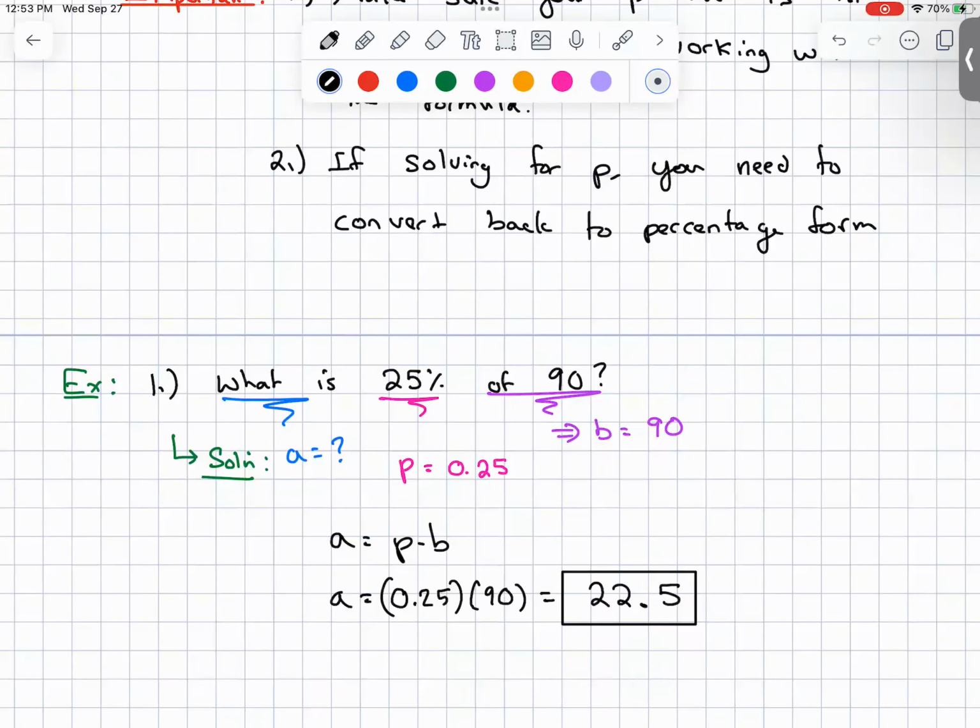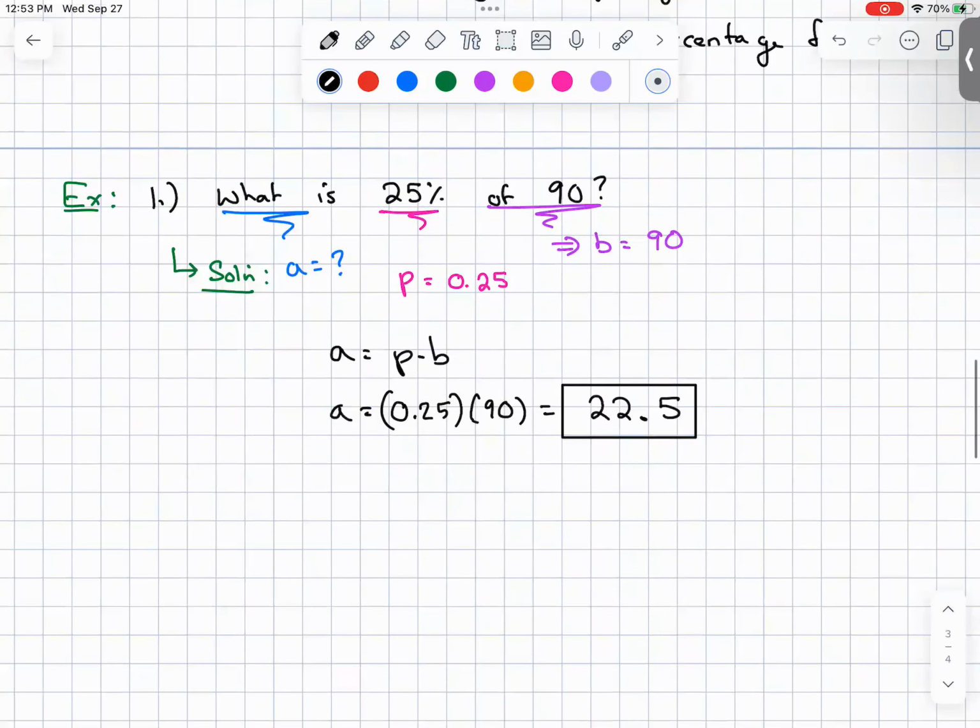That's correct, because the only time you need to convert to decimal form is if you're talking about P. P always, when you're working with the formula, needs to be in decimal form. Perfect.